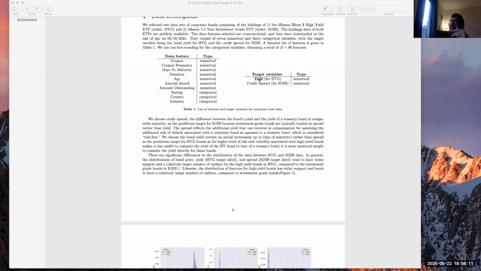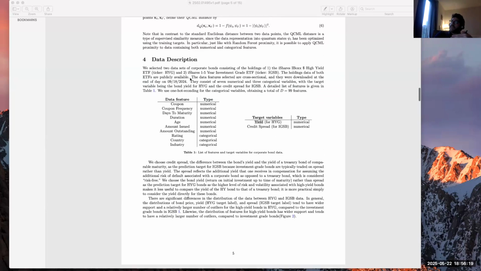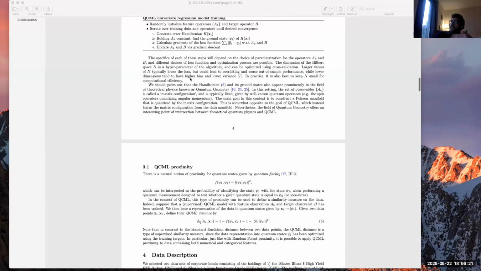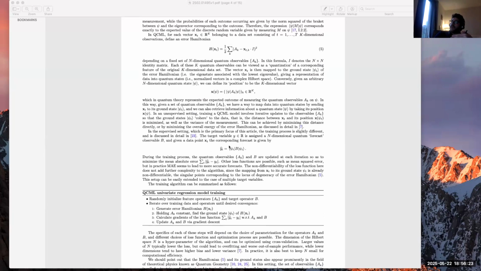And ultimately the prediction of the model, say if you're trying to predict the yield, is essentially the expectation value. So psi will be this quantum state, which is essentially a latent representation of the data. To each data point there will be associated a particular quantum state, which in some sense is a wavy representation of that data point.